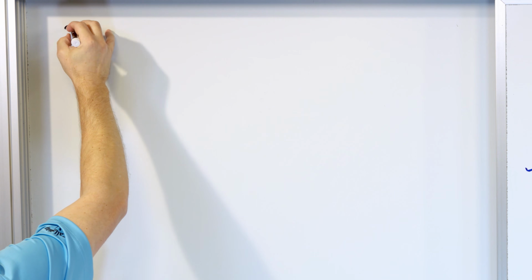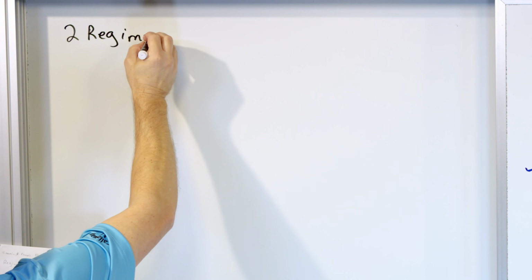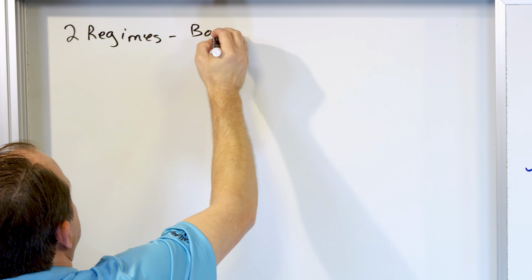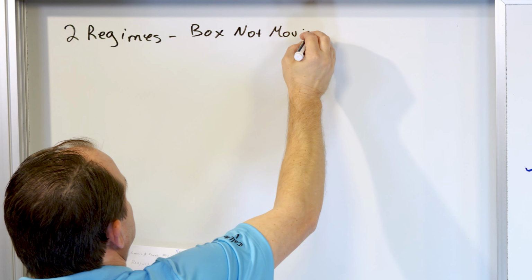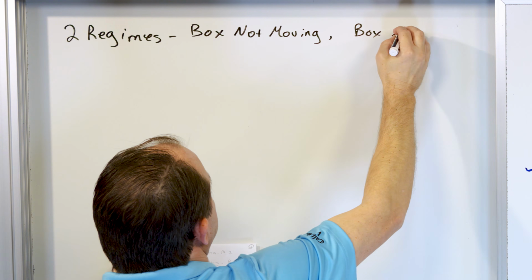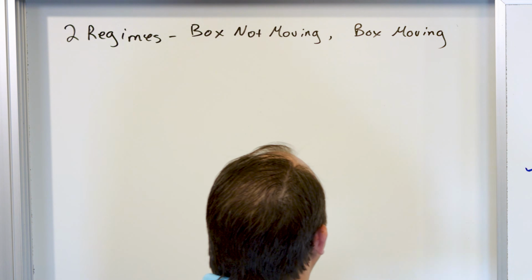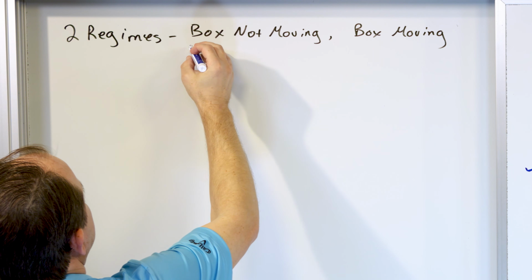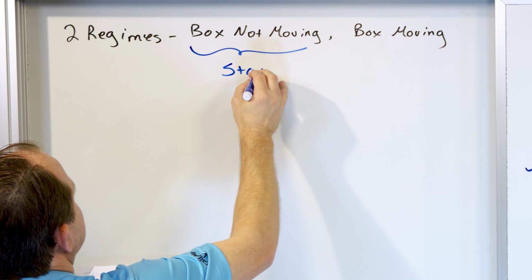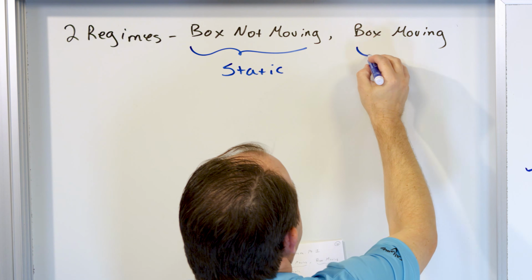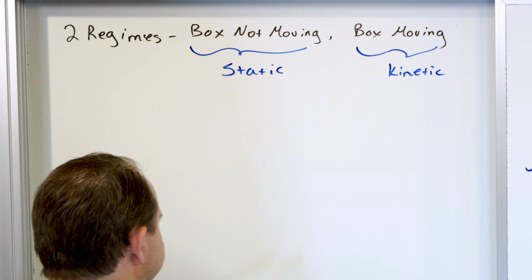There are basically two regimes when we deal with friction, two regimes. Right? We have the box. In this case, we're talking about a box on the carpet not moving. And we have the box moving. There's a little bit of overlap in what I'm about to say based on what I already wrote. That's okay. Overlap is good because it gives you reinforcement. When the box is not moving, this is called static friction. Static means not moving. And when the box is moving, this is called kinetic. The word kinetic means to move, right?